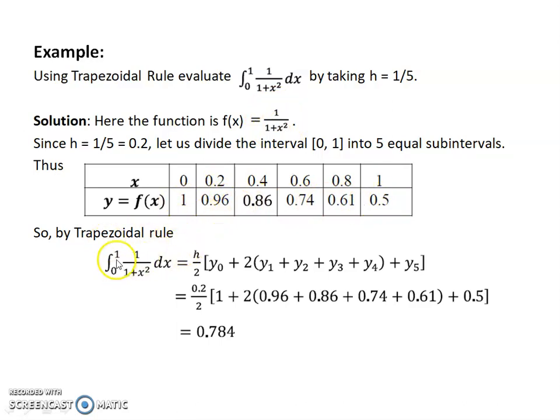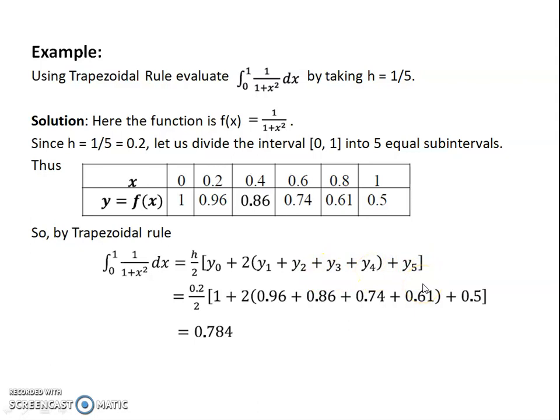By the trapezoidal rule, integration from 0 to 1 of 1 divided by 1 plus x square dx is h by 2 times y0 plus 2 times y1 plus y2 plus y3 plus y4, plus y5. In the table we have here y0, y1, y2, y3, y4 and y5. If we put these values of y in the formula, we get the answer as 0.784.